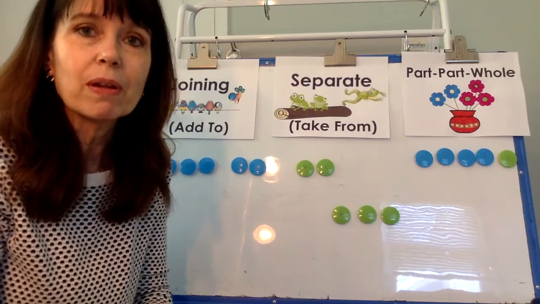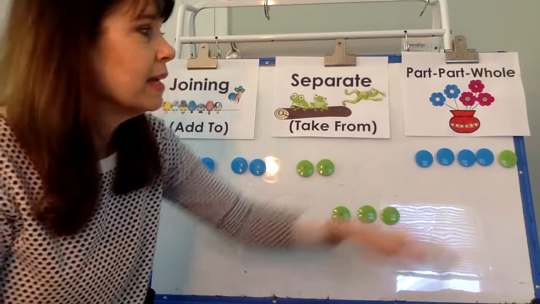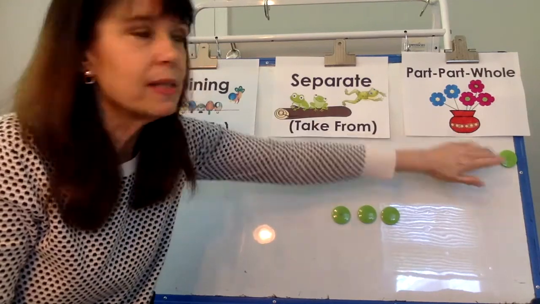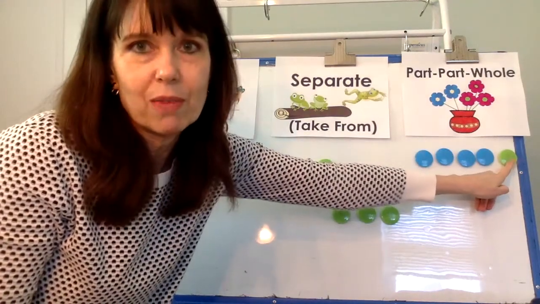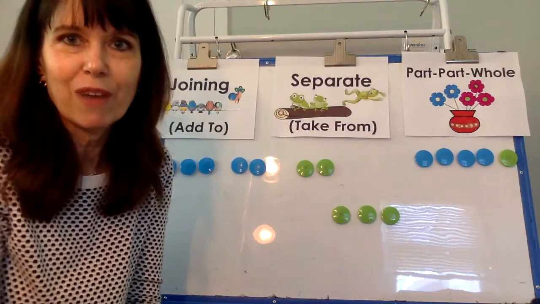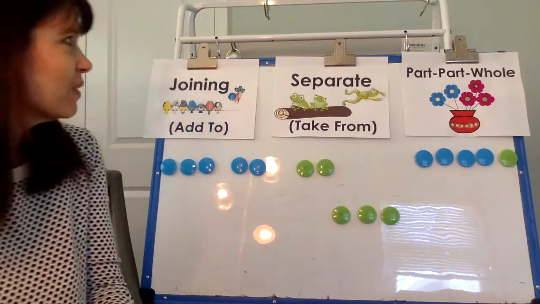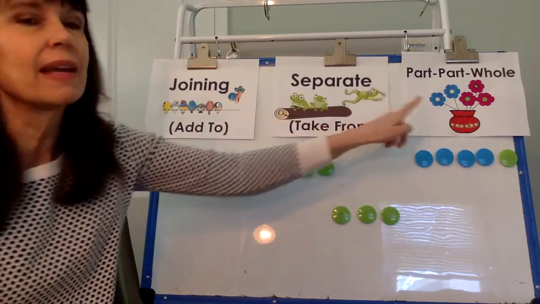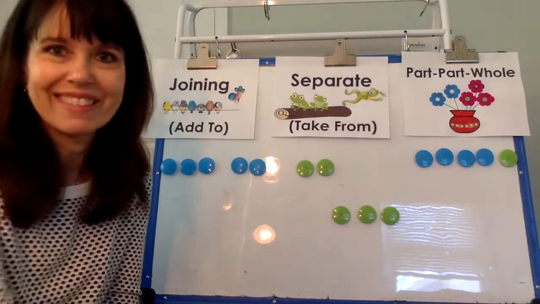So that is an example of a part, whole problem. Here is one part, the blue ones. Here is another part, the green ones. And how many we have altogether, that's the whole. There are 5 altogether. So that is the differences in joining, separate, and part, whole problems.